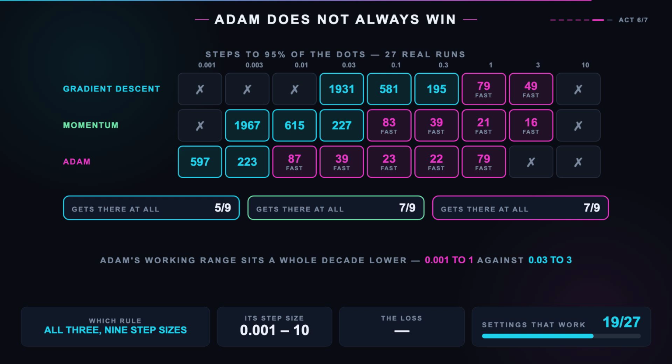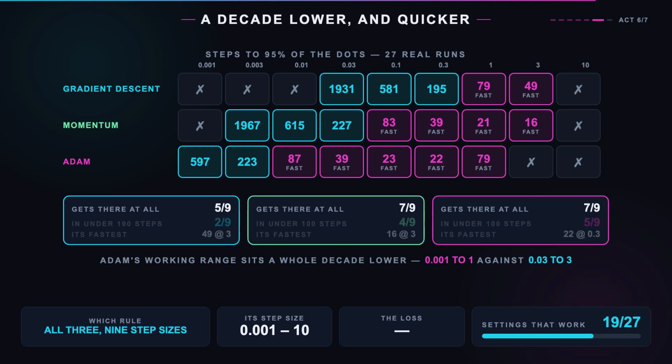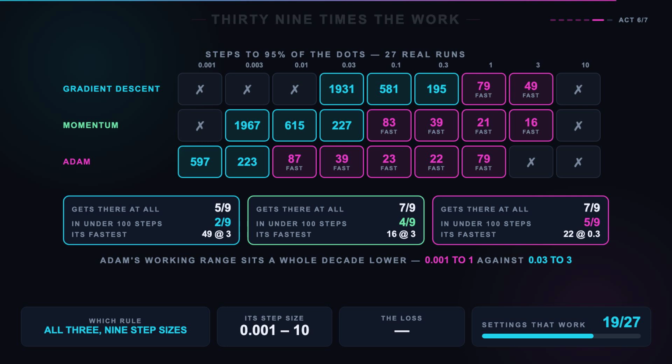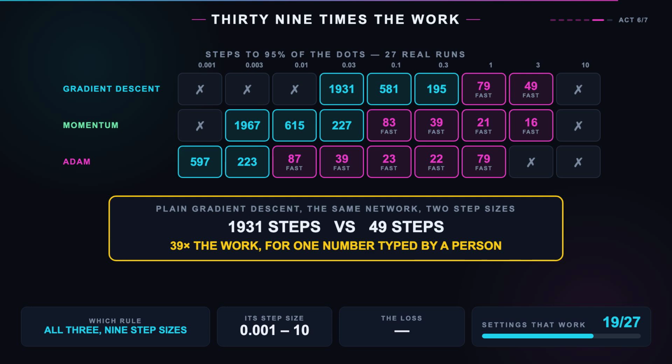The single fastest run in the entire table is not Adam either. It is momentum at a step size of 3 in 16 steps. Adam's best is 22. What is true is narrower and more useful. Adam's working range sits a whole decade lower, and it is quick across more of it. 5 of its 9 settings reach 95% inside 100 steps. Plain gradient descent manages too. Adam does not give you the best possible run. It gives you a good run without you having to find the number that would have been best.